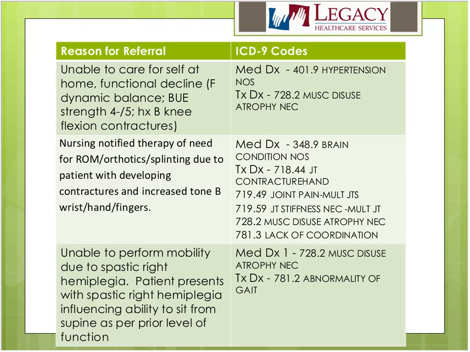Based on the information that we do have, the codes that were selected for this particular claim, the medical diagnosis was 401.9, hypertension, and then the treatment diagnosis was 728.2, muscle disuse atrophy. So if you're looking at this, first of all, hypertension is not going to be a main reason for therapy intervention. We don't treat hypertension.